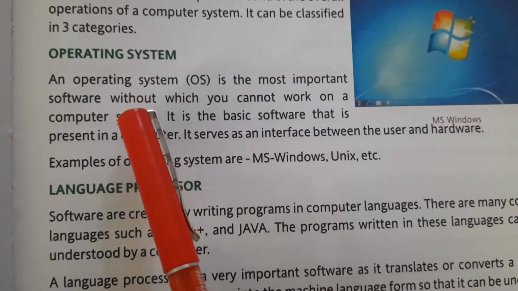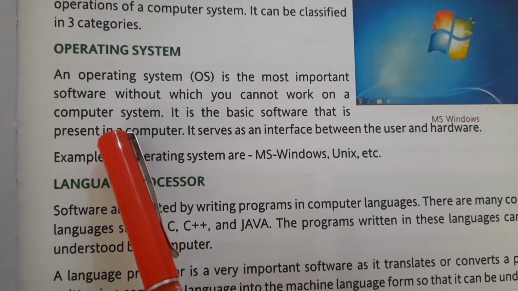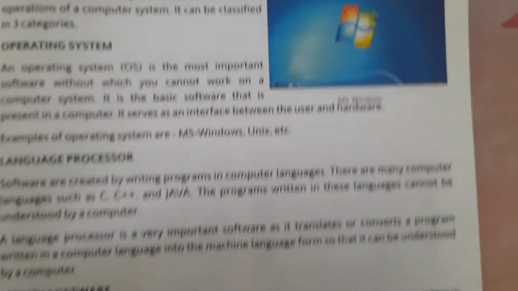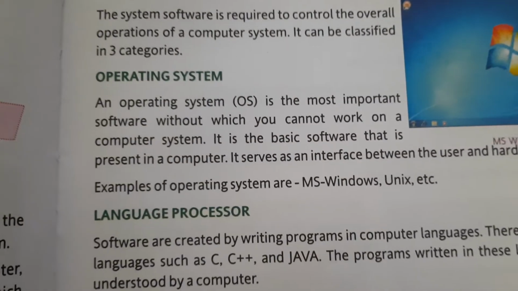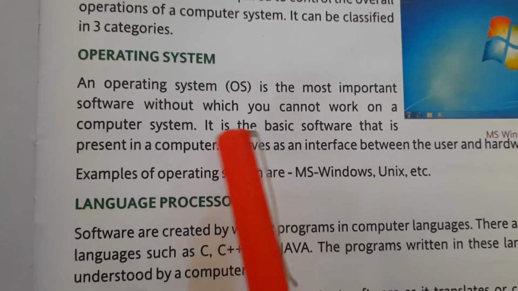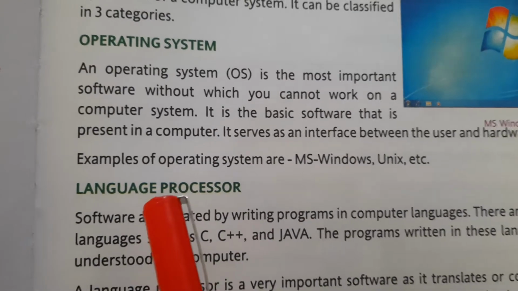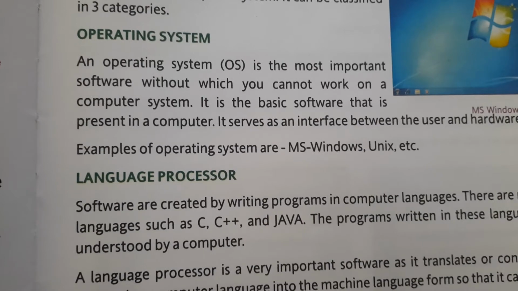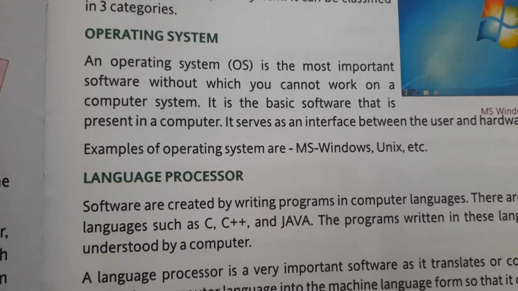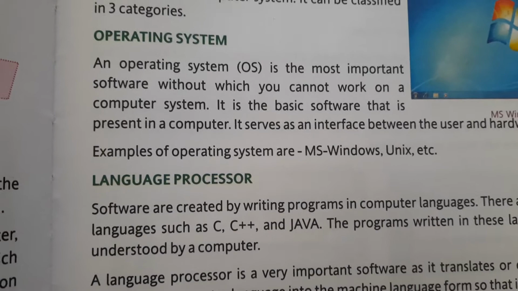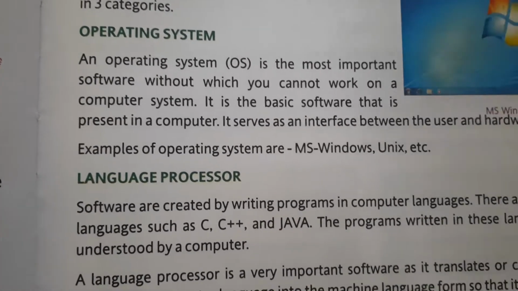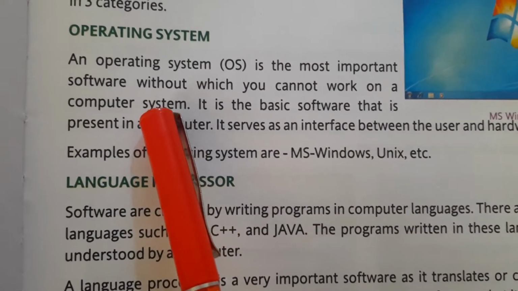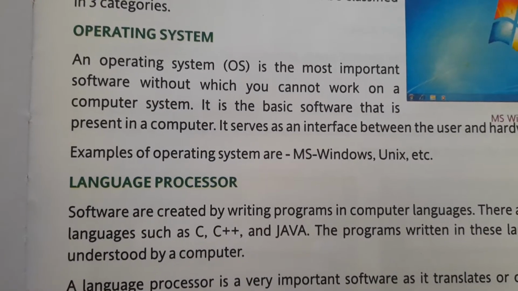Now, operating system. An operating system is the most important software, without which you cannot work on a computer system. If the operating system is missing in any computer system, whether it is a desktop or a laptop, or even your phone, if the factory settings are not there, you will not be able to work even on your phone. So it is the most important software of any kind.